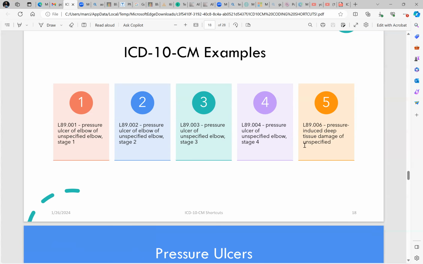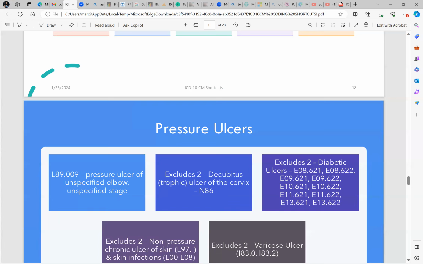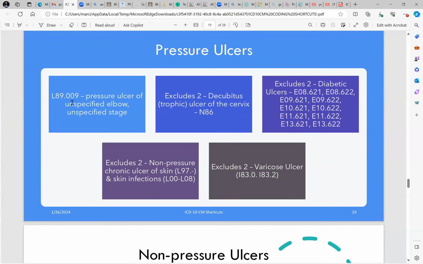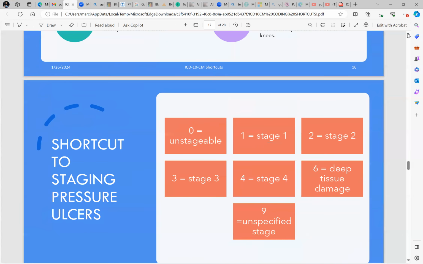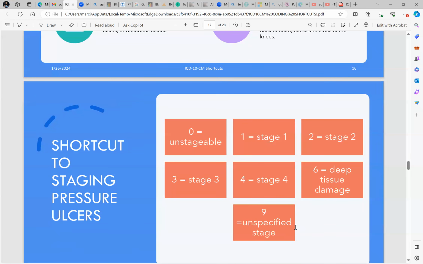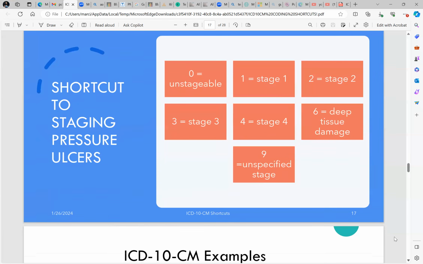L89.006, deep tissue damage. L89.009, here's the .9. We talked about it again, although the 9 is all the way at the end. L89.009, this is unspecified elbow, unspecified stage. So again, just so you will see, this presentation will be available on Gumroad for you to collect, and you can go over it again as you watch this presentation.